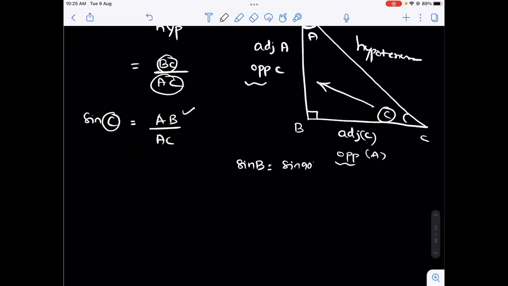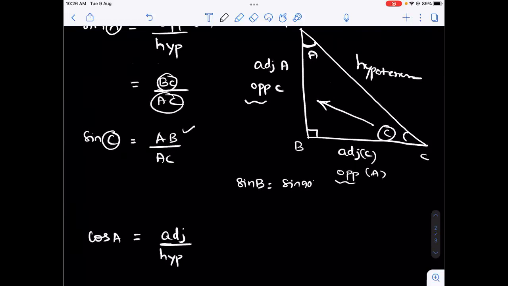Okay. Next is cos. What is cos? No, that is full form. What is the definition of cos? Adjacent by hypotenuse. I want cos A. So cos A, what should I write? Adjacent of A divided by hypotenuse.